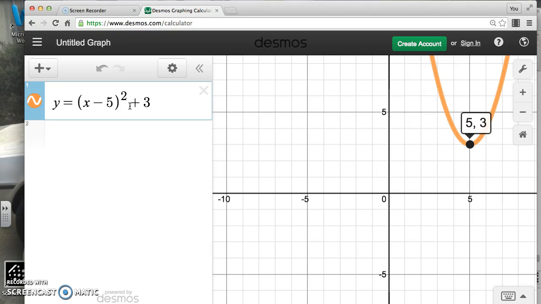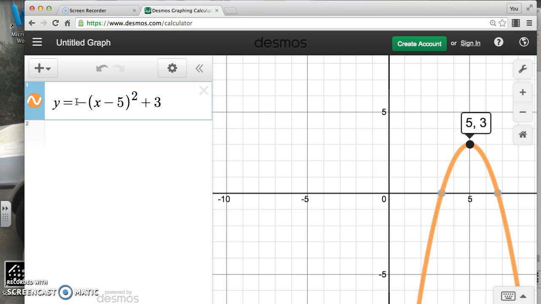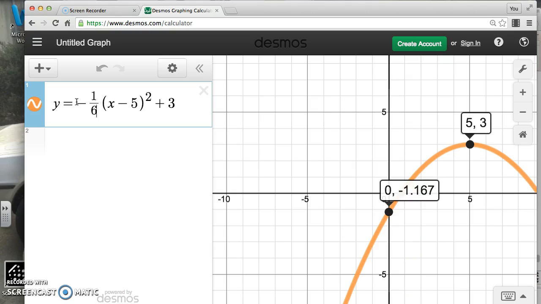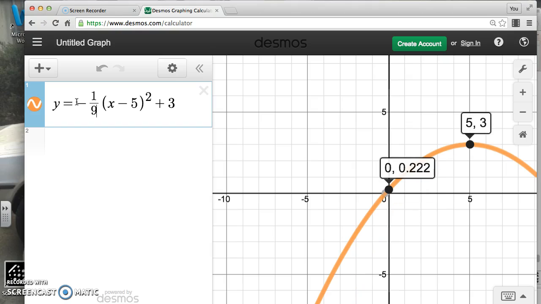Now it's up 3. And let's say, oh, well, I want it to be upside down. So that's a negative. You say, you know what, that looks cool, but I'd like it to be wider. So you put a fraction, 1/2, and now it's wider. You say, no, still not wide enough? Okay, 1/6. Oh, not wide enough? 1/9. All right, and you can do whatever. And again, with this, you can click on different points and drag it around. These are really neat features of Desmos.